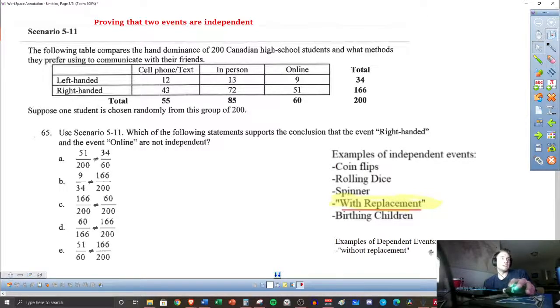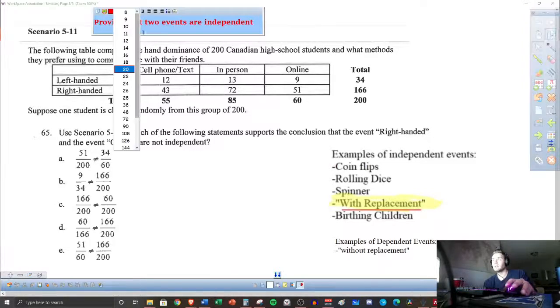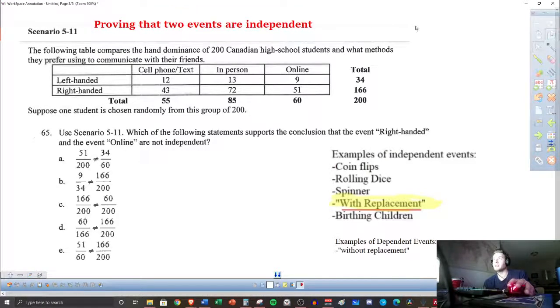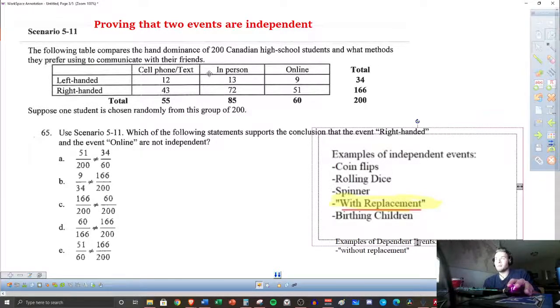So what I'd like you to do is draw a line in your notes and title the section. Let me make that a little bit larger. We're going to say proving two events are independent, because here we have the following table, which compares the hand dominance of 200 Canadian high school students and what methods they prefer to communicate with in their field. So not on our list would be this example here, the preference for communication and left-handed, right-handed.